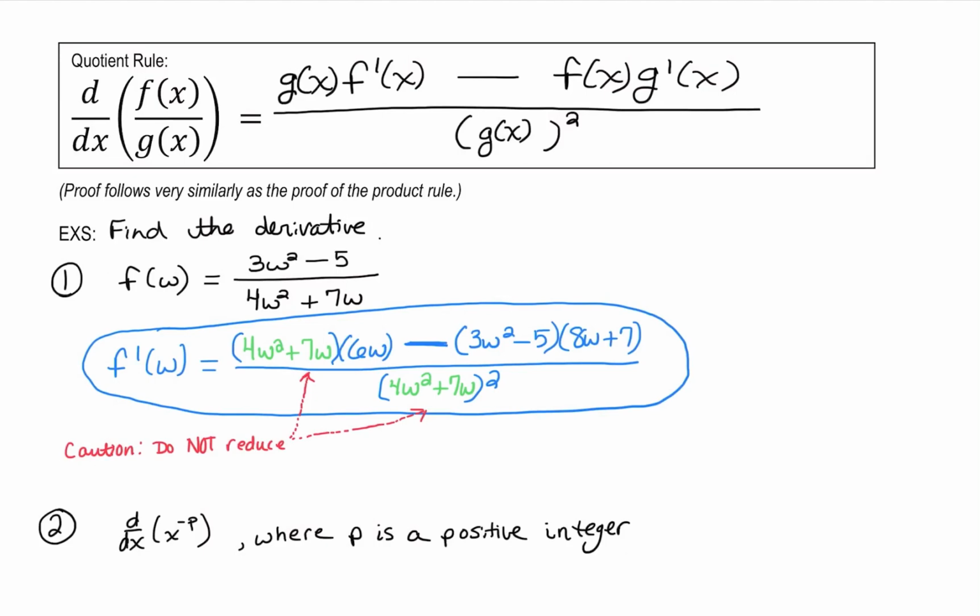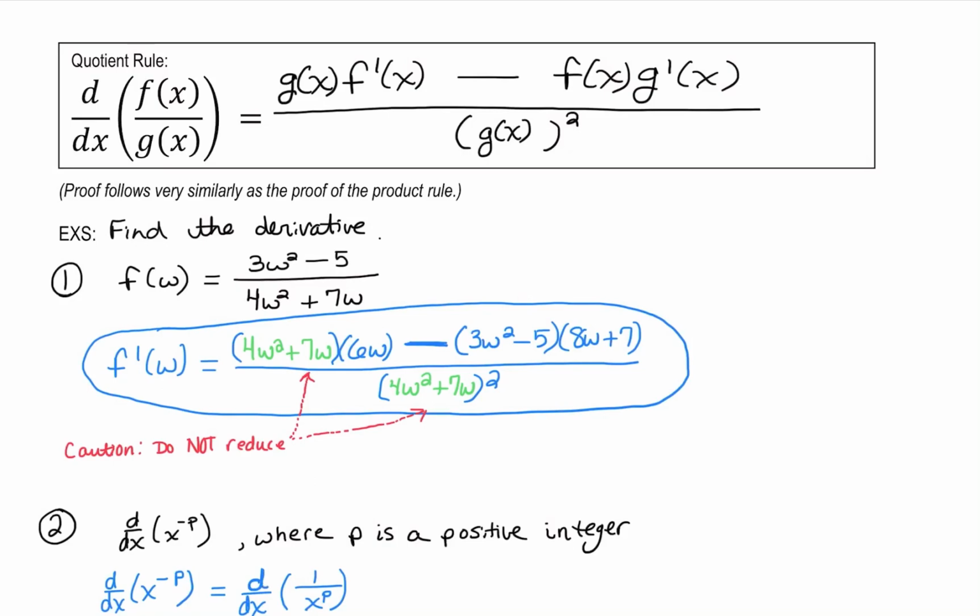So what I want us to think about here is we're taking the derivative with respect to x of x raised to a negative p, where p represents a positive number itself. So this is a positive integer, like x to the negative 4th or x to the negative 2nd. If we remember our basic algebra of working with negative exponents, that is equivalent to 1 over x to the positive p.